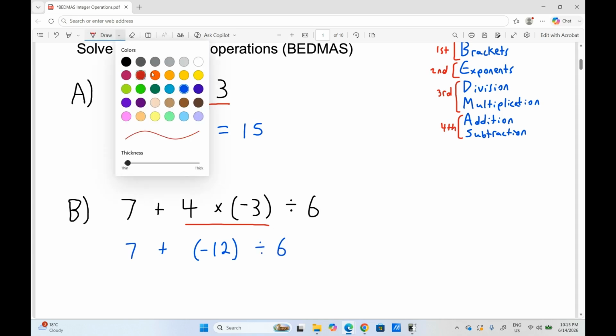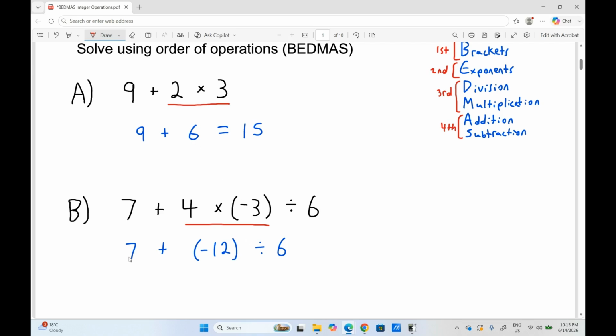Now I solve whatever I have left, still using order of operations. So I don't have any brackets left. I don't have any exponents, but I do have division or multiplication. I have division here. So I'm going to compute negative 12 divided by 6. Now in this case, if you recall, a negative number divided by a positive number is just going to be a negative number. So I'm going to get a negative number here, and 12 divided by 6 is 2. So I'm going to get negative 2.